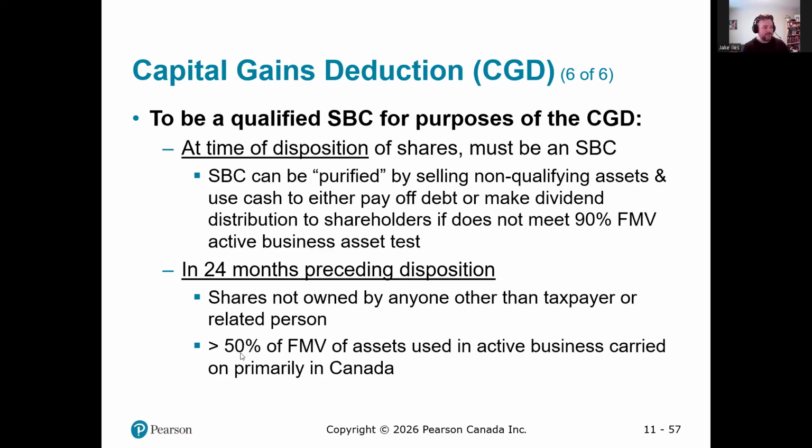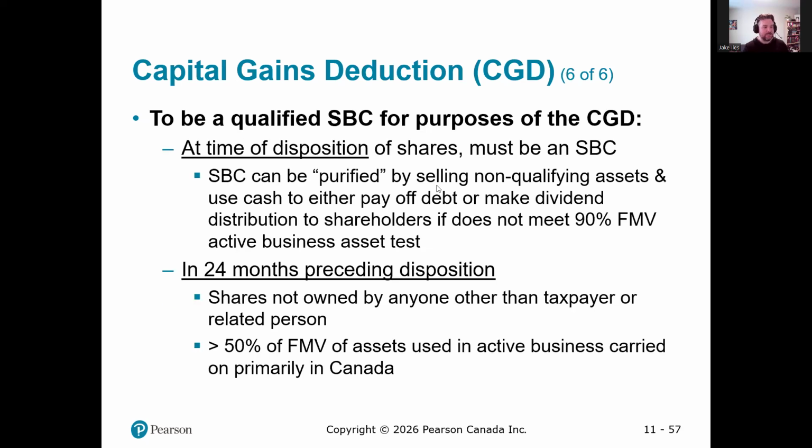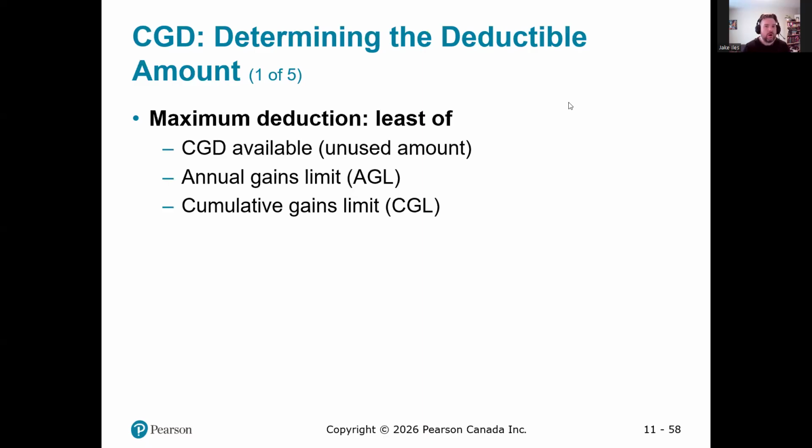If greater than 50% of fair market value of assets use an active business carried on primarily in Canada, so for 2 years, I need that primarily in Canada. And then at the time of disposition, I need to be on side for 90% of my fair market value assets. So if we're on side, we qualify, how much can we use?